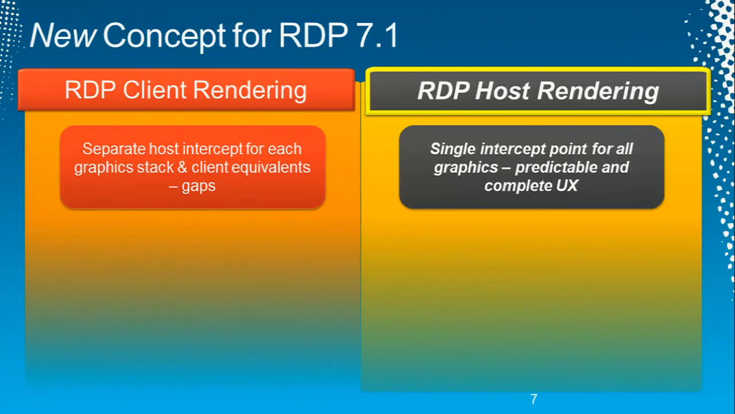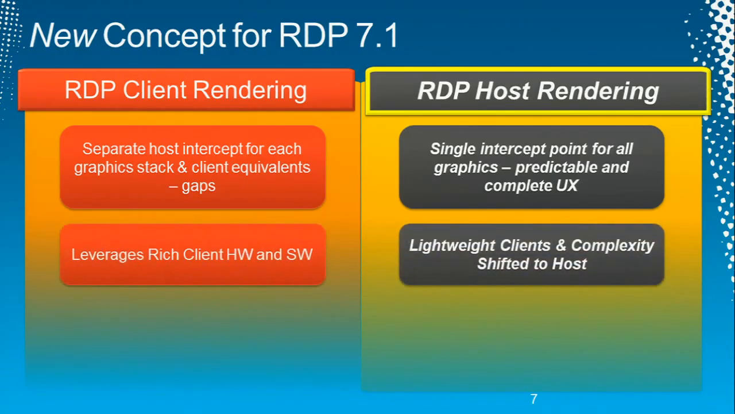Now, if you have a client rendering model, you've got to update your client to build that intercept point for G-Flash. Whereas with host rendering, it's going to continue to work, because as long as it works in a Windows client PC, it's going to work here. The next point about client rendering is it does do a much better job of leveraging rich client hardware and software. But it does require a client that is capable of, for example, has the right codecs for Flash or H.264, that sort of thing.